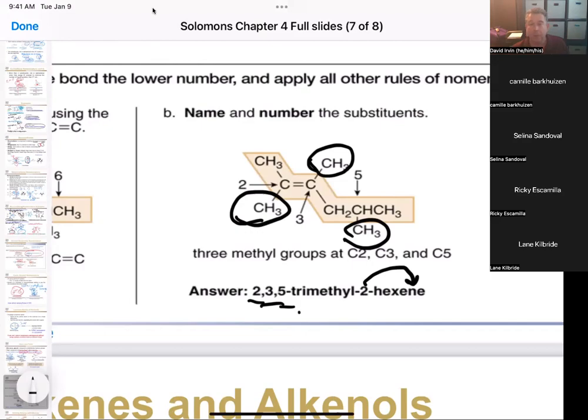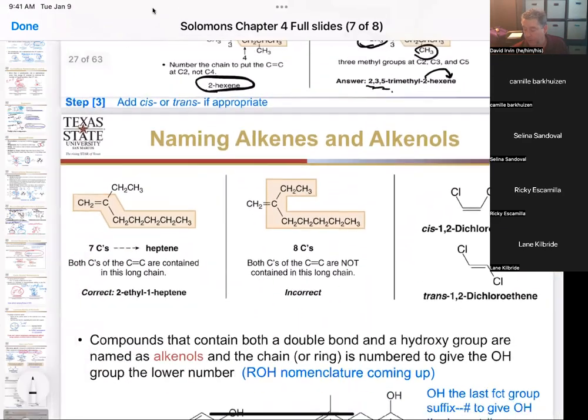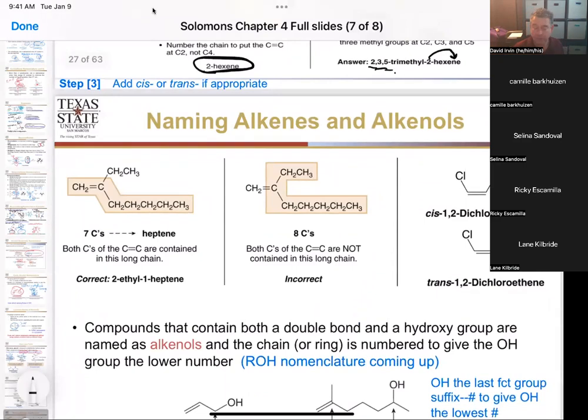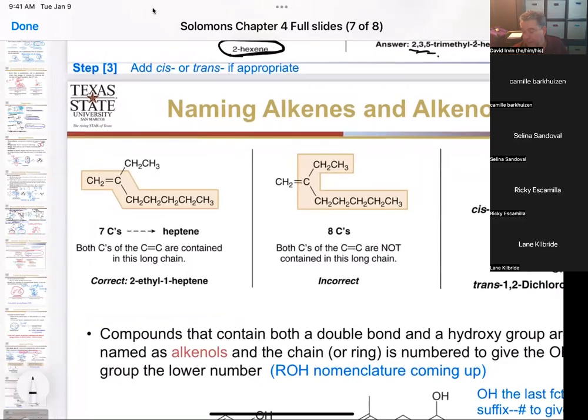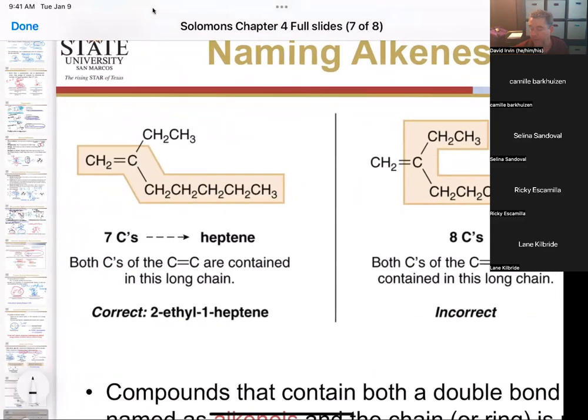Okay. Now, what happens when you have more than one functional group? Okay. When you have more than one functional group, things get a little different, but you have to include the idea that you have a double bond, so the ene must be there. But you also must have the OH there if we have an OH on there. So we have to have the ol. So we're going to see things that'll have a name that's called an enol. Okay.